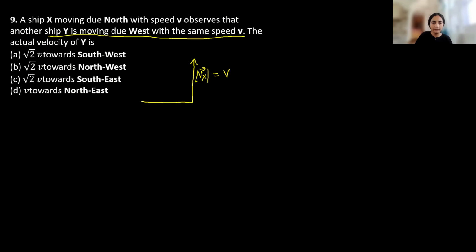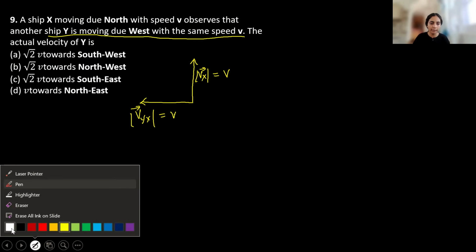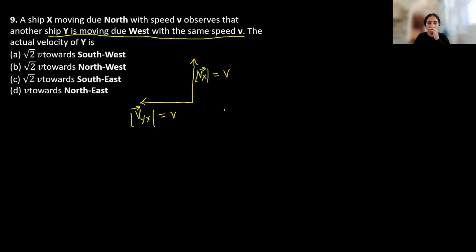So this is basically velocity of Y with respect to X. This is not velocity of Y. X is observing Y to be moving in this direction. So this is this. And its magnitude is also given as V. Then the actual velocity of Y will be what? So mathematically we can solve it very easily. So let us go that way only. क्योंकि देखो approach हमें वही लेना चाहिए which can give us answer very easily.